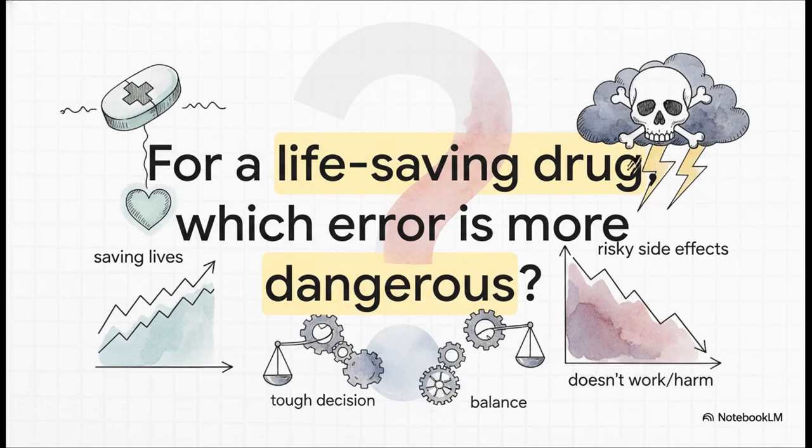So, I'll leave you with this final thought to chew on. If you're the one testing a new life-saving drug, but it might have some risky side effects, which error is more dangerous? Approving a drug that doesn't actually work or throwing away one that does? The answer isn't simple, is it? And it shows exactly why understanding this language, the language of hypothesis testing, isn't just for statisticians. It's for anyone who has to make a really tough call in a really uncertain world.